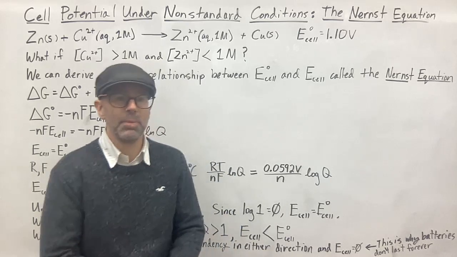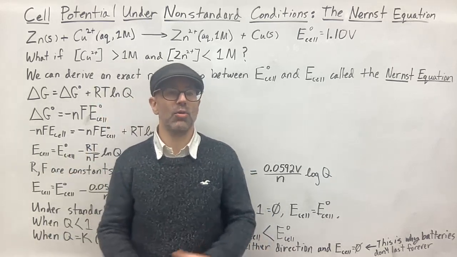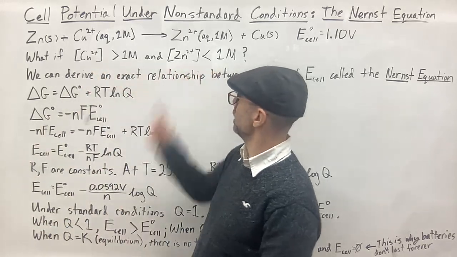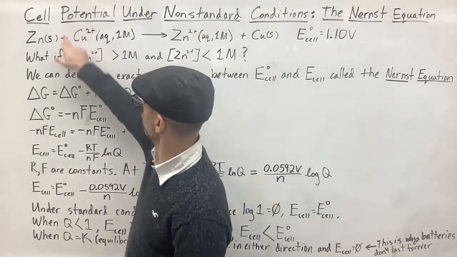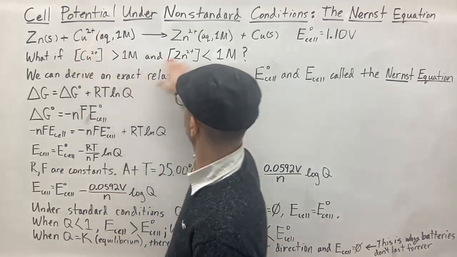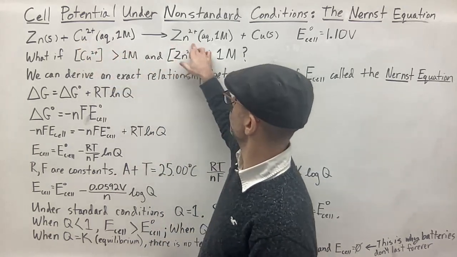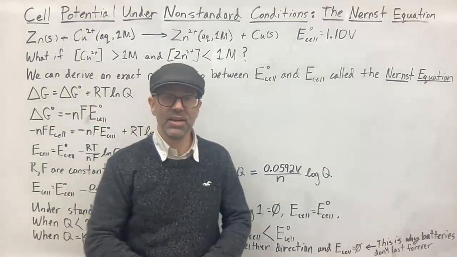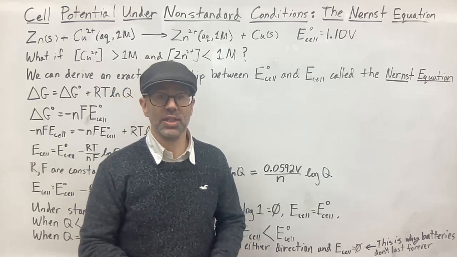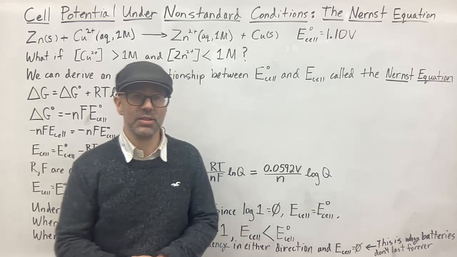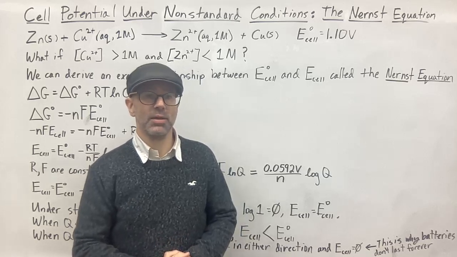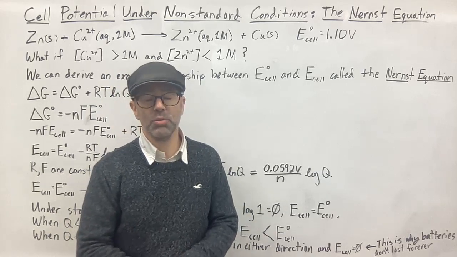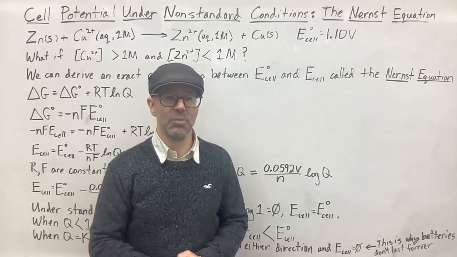But what if the copper 2 solution was greater than 1 molar, and the zinc 2 solution was less than 1 molar? What would the cell potential be under those conditions? These would be non-standard conditions. And by Le Chatelier's principle, we could figure out whether the non-standard cell potential would be either less than or greater than the standard cell potential.